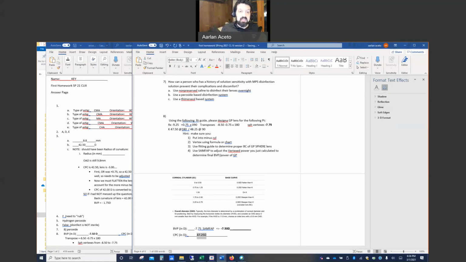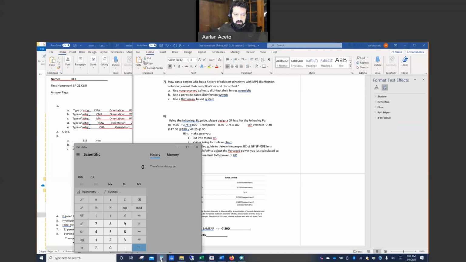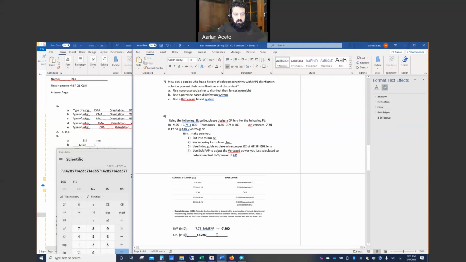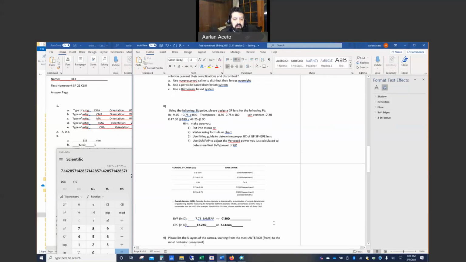Now I could just as easily ask you to convert this to millimeters. I didn't. But if you wanted to put it into millimeters, you would simply take your calculator and 337.5 divided by 47.25, and that would give me 7.14 millimeters. So either one of these works. So if I ask for it in diopters, give it to me in diopters. If I ask for millimeters, you have to convert it for me. And it may be an extra step, but if you know what you're doing, this should be it.